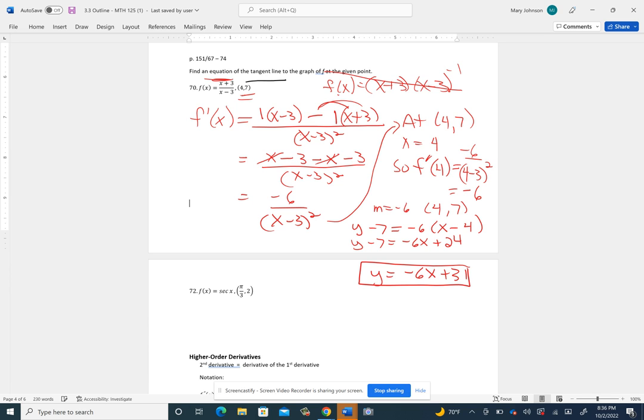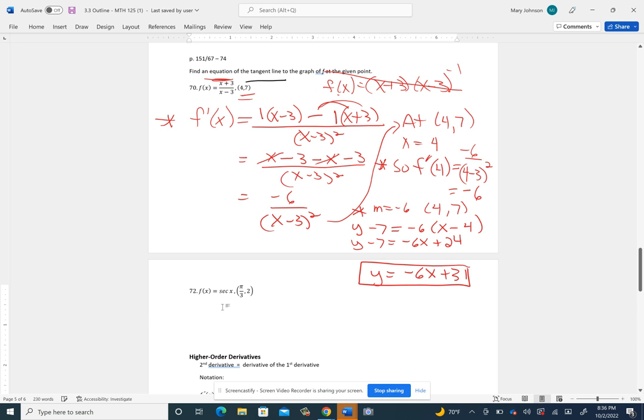So the idea is really 3 steps. Get the general formula for the derivative. Then find the value of the slope at the particular point. Then work on getting the equation of the tangent line. So we're going to do that same process again, but we're going to do it with a trig function.